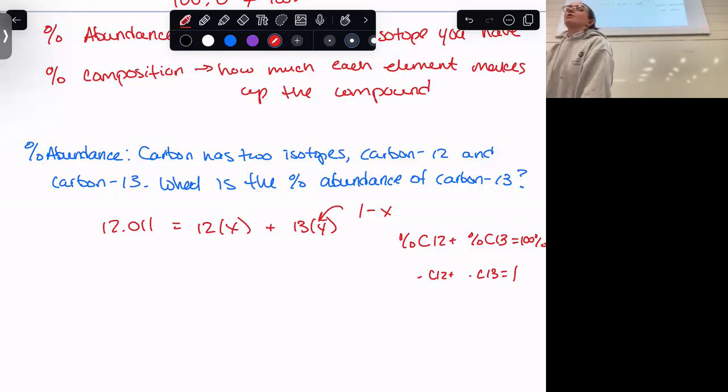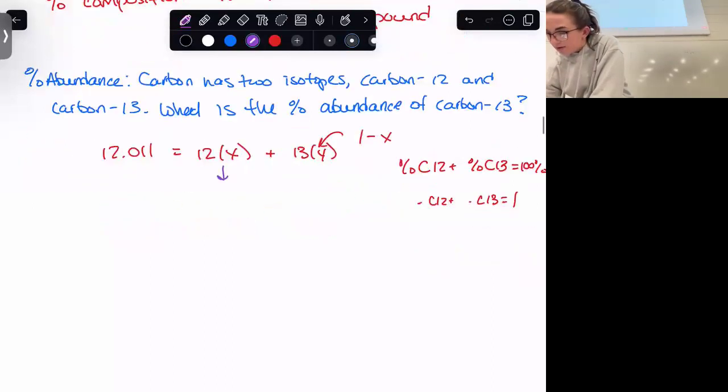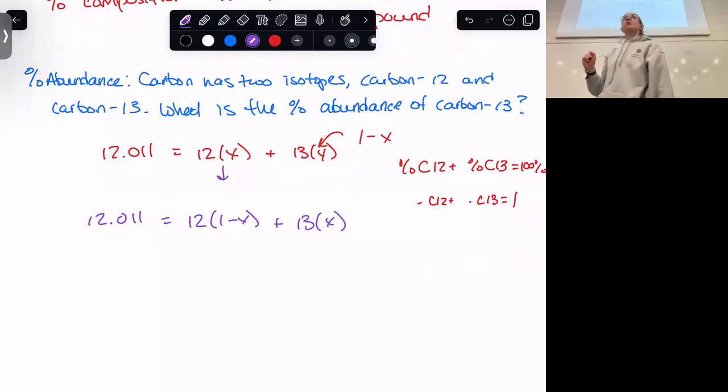What's the question asking for? Right, we're asking for carbon 13. So if you put X as carbon 13, then you automatically solve for what percent carbon 13 is. So if we change this and we say 12.011 is equal to 12 times 1 minus X plus 13 times X, now we can solve for X, and the X that we get is going to be the percent abundance of carbon 13.